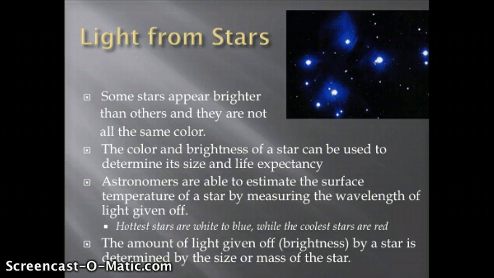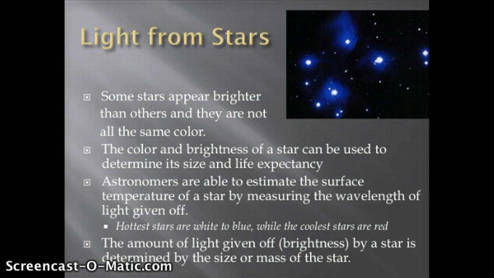Light from stars. Some stars appear brighter than others, and they are not all the same color. The color and brightness of a star can be used to determine its size and life expectancy. Astronomers are able to estimate the surface temperature of a star by measuring the wavelength of the light given off. The hottest stars are white to blue, while the coolest stars are red.